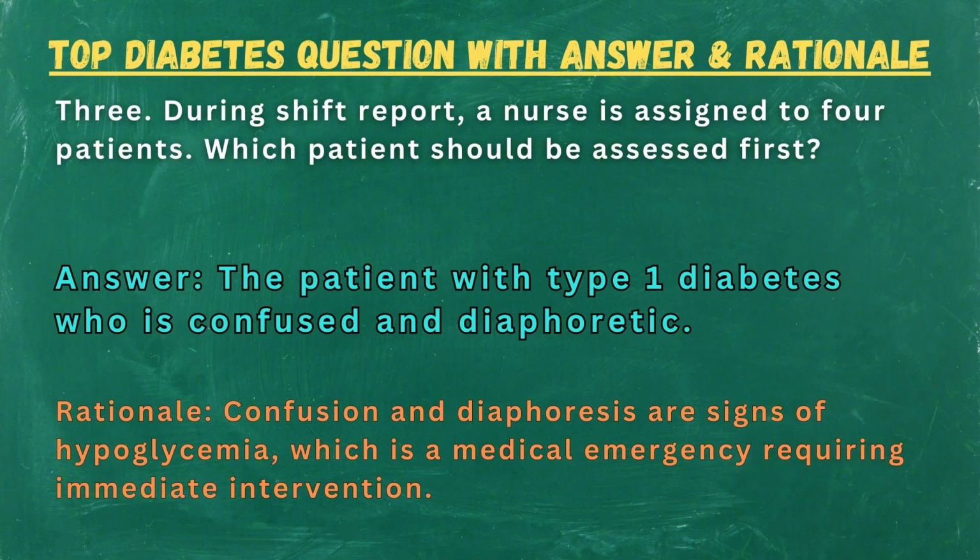3. During shift report, a nurse is assigned to 4 patients. Which patient should be assessed first? Answer. The patient with type 1 diabetes who is confused and diaphoretic. Rationale. Confusion and diaphoresis are signs of hypoglycemia, which is a medical emergency requiring immediate intervention.